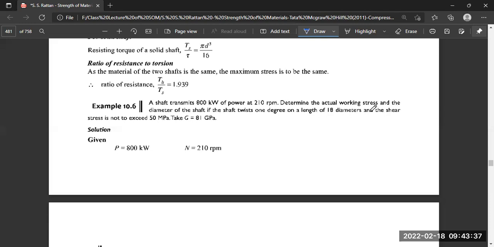diameters, a length of 18 diameters. The shear stress is not to exceed 15 MPa. And take G as 81 GPa. So what is given here? It is a bit complicated.